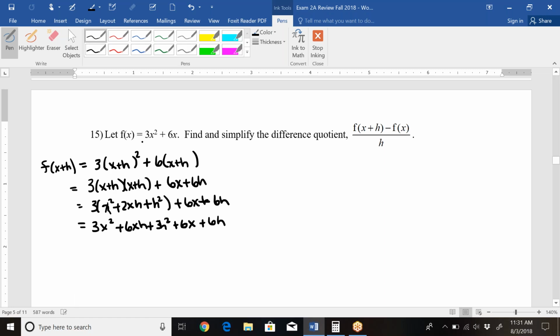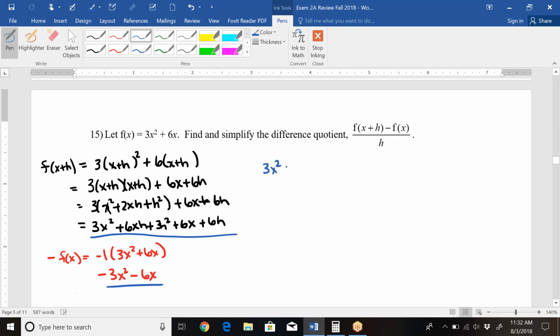None of those are like terms, so we go ahead and do the second evaluation, which is negative f of x. That just means negative 1 times your function. So that makes this negative 3x squared and negative 6x. So that's a lot easier than the other one. So now you take these two pieces. Those are your evaluations, and those become your numerator up here in this formula. So that's 3x squared plus 6xh plus 3h squared plus 6x plus 6h minus 3x squared minus 6x all over h. So that's what the difference quotient is in the formula.